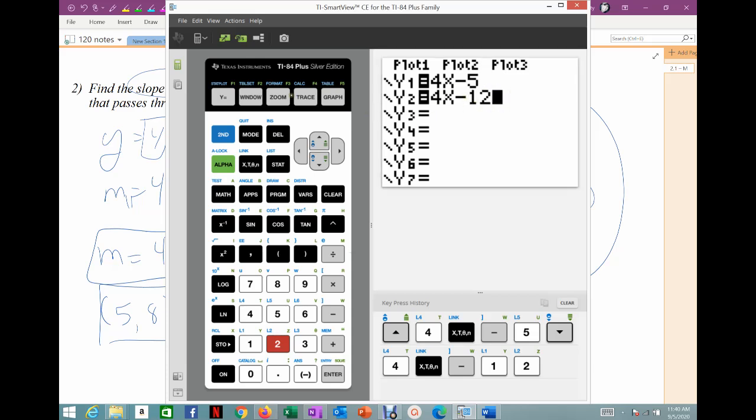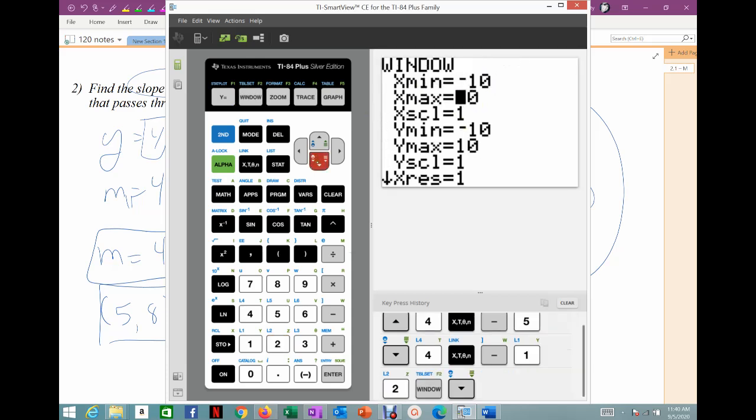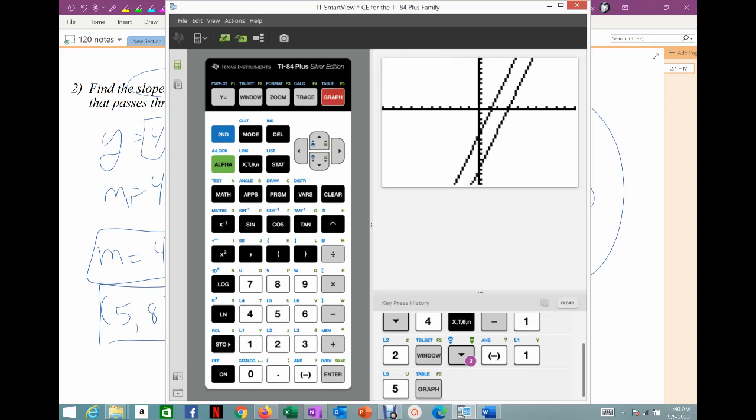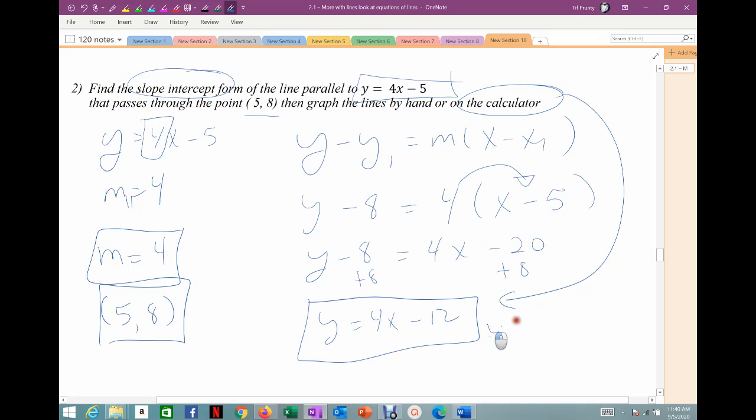Again, because of the negative 12, I'm going to go to my window. I'm going to go a little bigger in the y direction because I know negative 12 goes beyond 10. So I'm going to do negative 15. The rest of them I'm going to leave. If I don't get a good looking picture, I may adjust it from there, but I believe that should be good enough. So I'm going to start there, hit graph, and there I can see my lines. Graphically, it looks pretty reasonable that those are never going to intersect, that they're moving at the same rate, and they're parallel. And so we check them graphically.